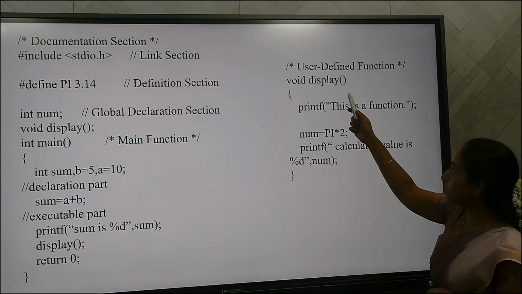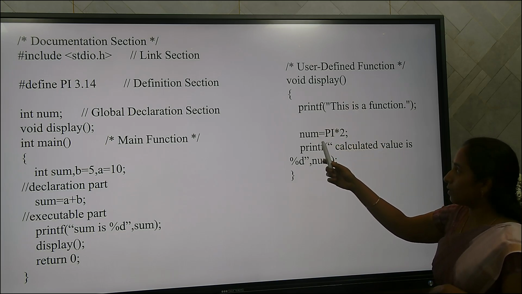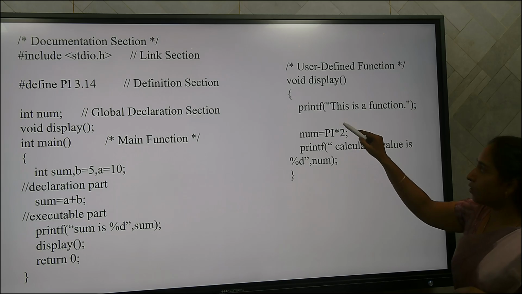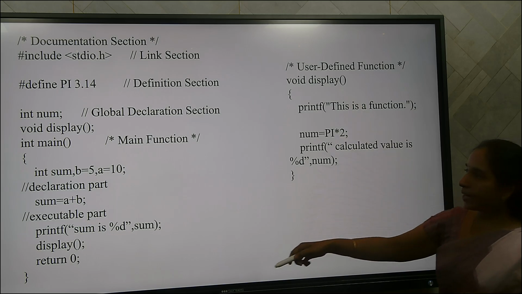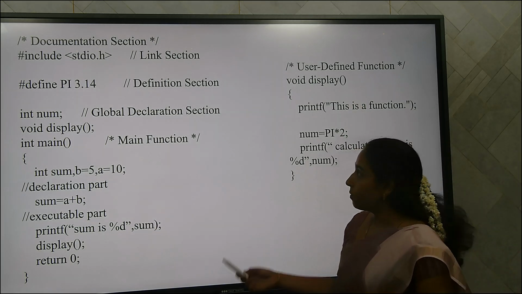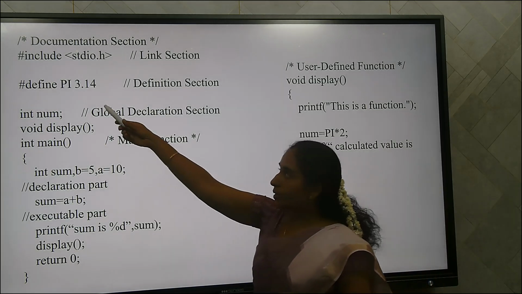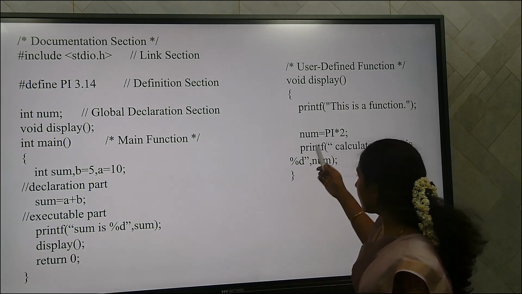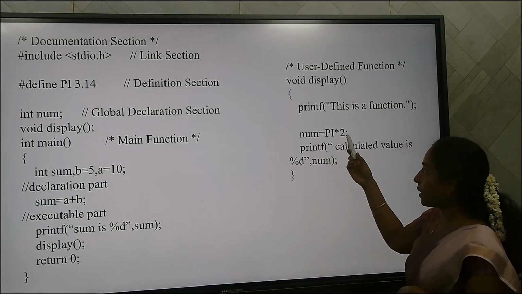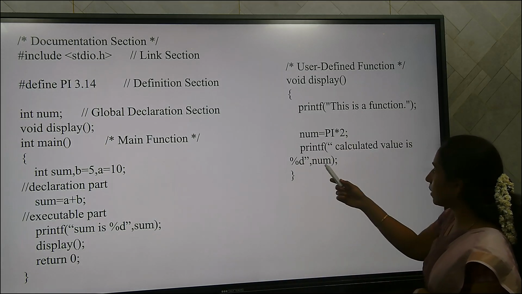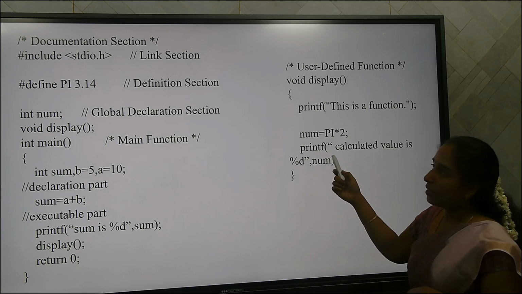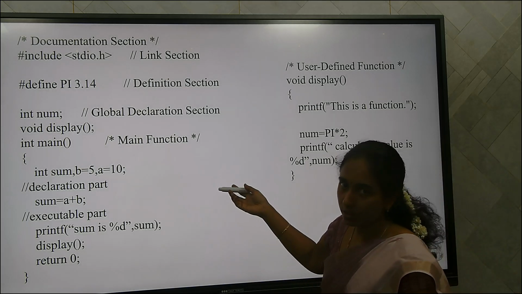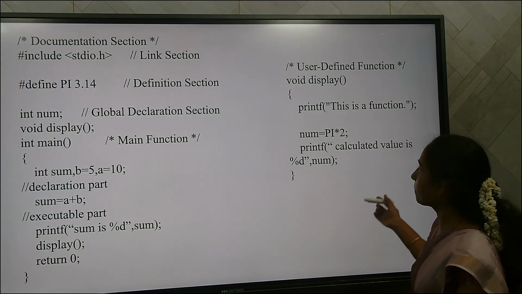In this user-defined function, I have performed a calculation, which is num is equal to pi into 2. Here the value of pi is not known to display and not known to the main function. But pi is declared in the global declaration. So it will get the value of pi from the global declaration, calculate the value of num as pi into 2, and then print the value of num on your output screen. This is the program to understand all the sections in the basic structure of a C program.